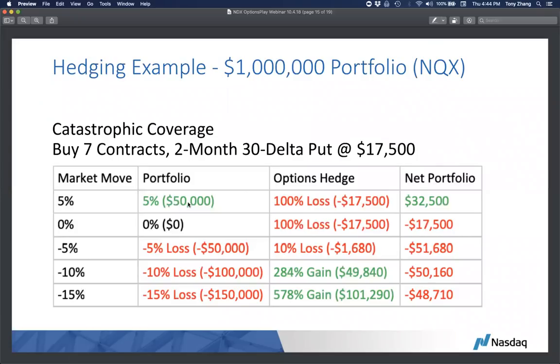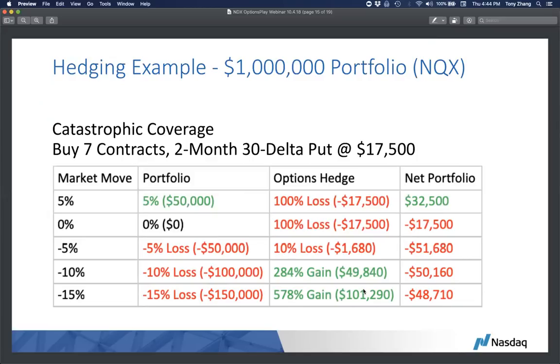But as you can see, as the market continues to fall, when the market falls 5% the portfolio loses $50,000, $100,000, and $150,000 as the market falls further, and some of that loss is offset by the options hedge. As the market really falls, the loss on the portfolio, instead of growing bigger and bigger, stays fairly constant around $50,000. So my catastrophic insurance will basically prevent me from losing more than roughly $50,000 if the market really falls lower. And this is really trying to protect yourself from a black swan event.